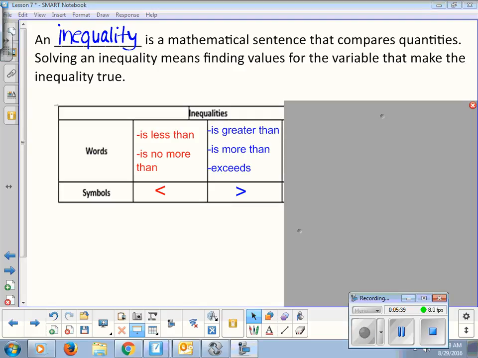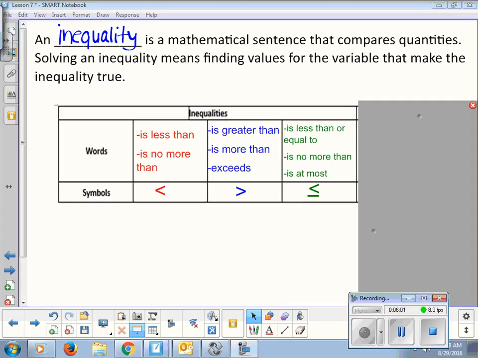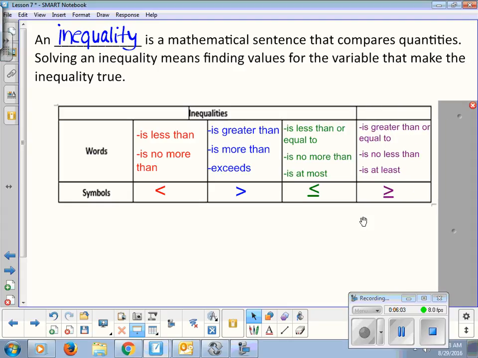If you have a line underneath your inequality, it means that that value is also part of your solution. So this symbol we have is less than or equal to, is no more than, and is at most. Our answer for this one would be included in our solution. And the last one we have is greater than or equal to, is no less than, or is at least.